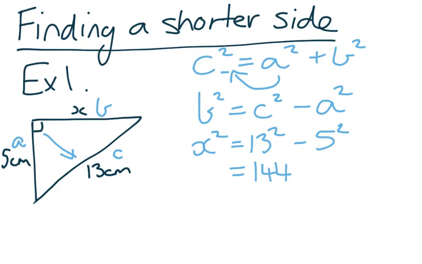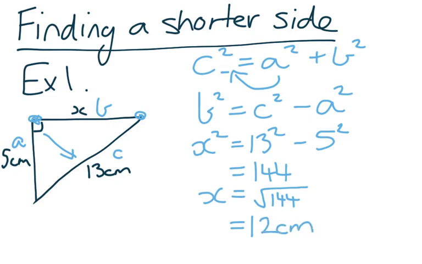Then the same thing: there's no possible way that from this point to this point is 144 centimetres given our triangle. So we have to do the square root. The square root of 144 gives us 12 centimetres.